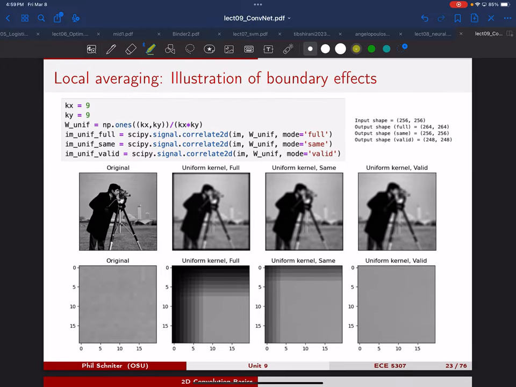The first thing we'll do is come up with a really simple template, which is essentially all ones. It's a 9x9 template of all ones, but we'll divide every entry by 9 squared so that when you sum up all the numbers in the template, you get 1. So essentially, as you shift that template around, it just takes an average of the pixels underneath it and reports the average.